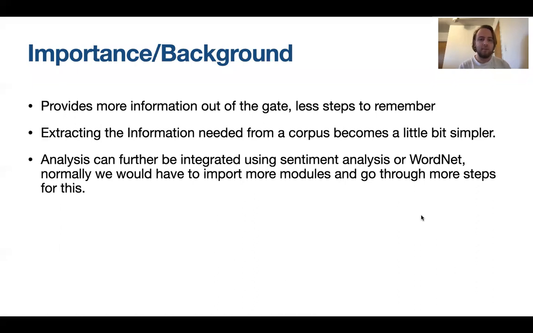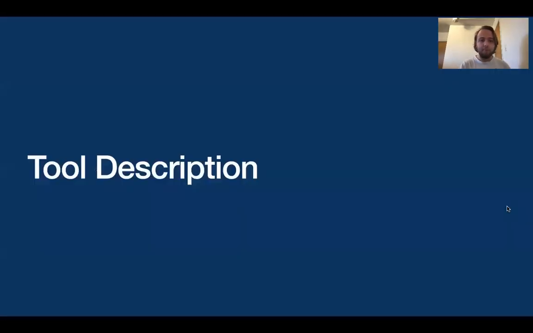So some importance and background of the tool is this. It provides more information out of the gate, so it's fewer steps for you, the programmer, to remember. Extracting the information needed from a corpus becomes a little bit simpler for you in that way. And then analysis can further be integrated using sentiment analysis or WordNet, which is an online lexical database. NLTK can also do these things, but normally we would have to import more modules from NLTK and we would have to move stuff between data structures. You avoid that using TextBlob.